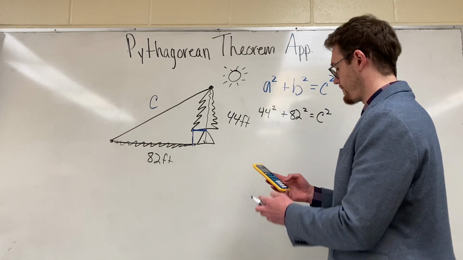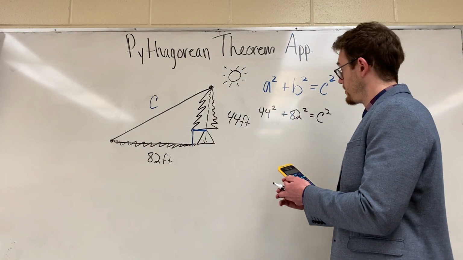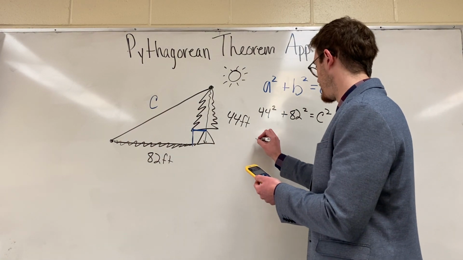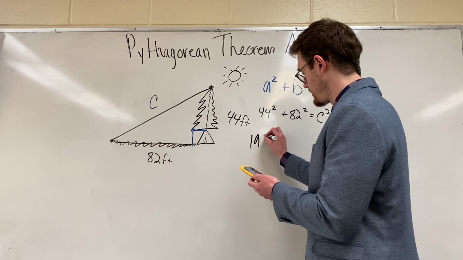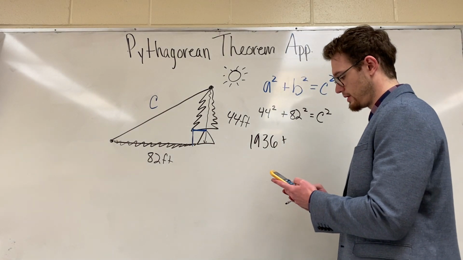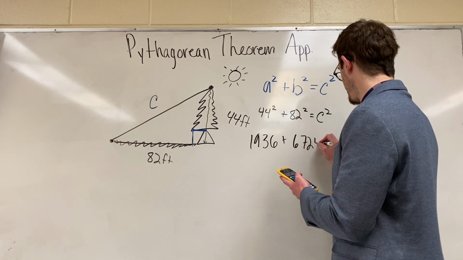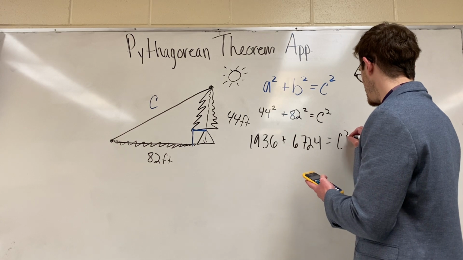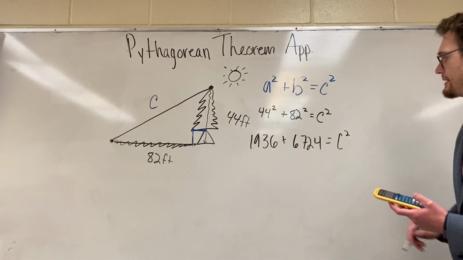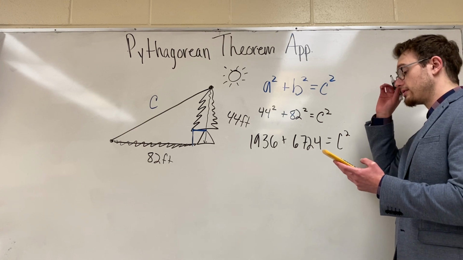So we're gonna have 44 squared, because I don't know that off the top of my head. Whew, getting big numbers. All right, 1936 plus 82 squared, 6,724 equals C squared. Nice C. I don't know what's going on with that C. That growth spurt. All right, combine that.